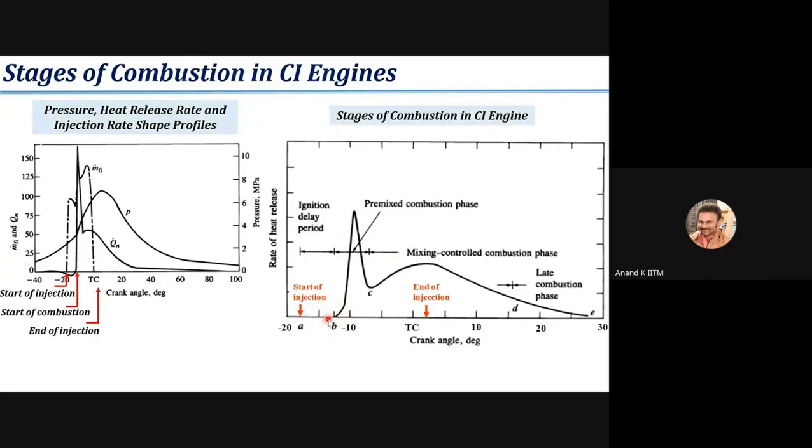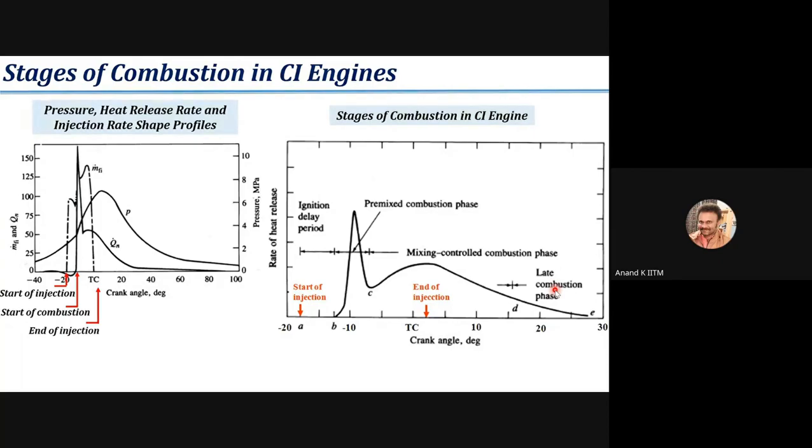So you have ignition delay time, premix phase combustion, followed by the mixing control combustion phase. This is also called diffusion phase combustion. That's the third stage. The final stage is the afterburn stage or late combustion stage. So you have 4 stages: ignition delay, premix phase, mixing control, then late combustion or afterburn phase. These are the 4 stages. It's time up, so I stop here. I will give more details about these different stages in the next class.